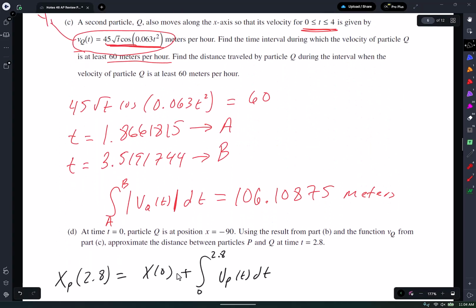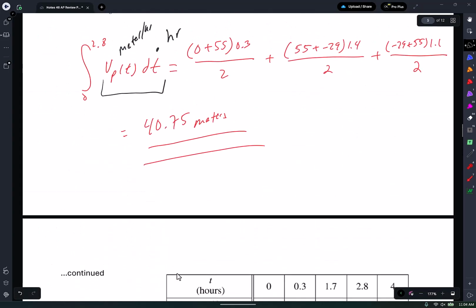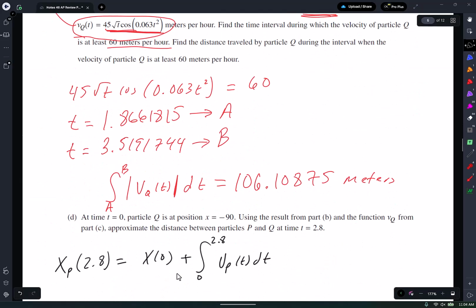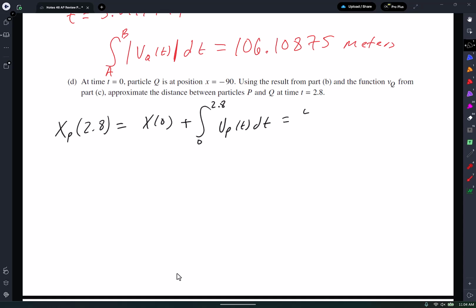On letter B, we found the displacement. What was it? 40.75. That's my position because I started at the origin. Are we okay? Okay, I'm going back to red.